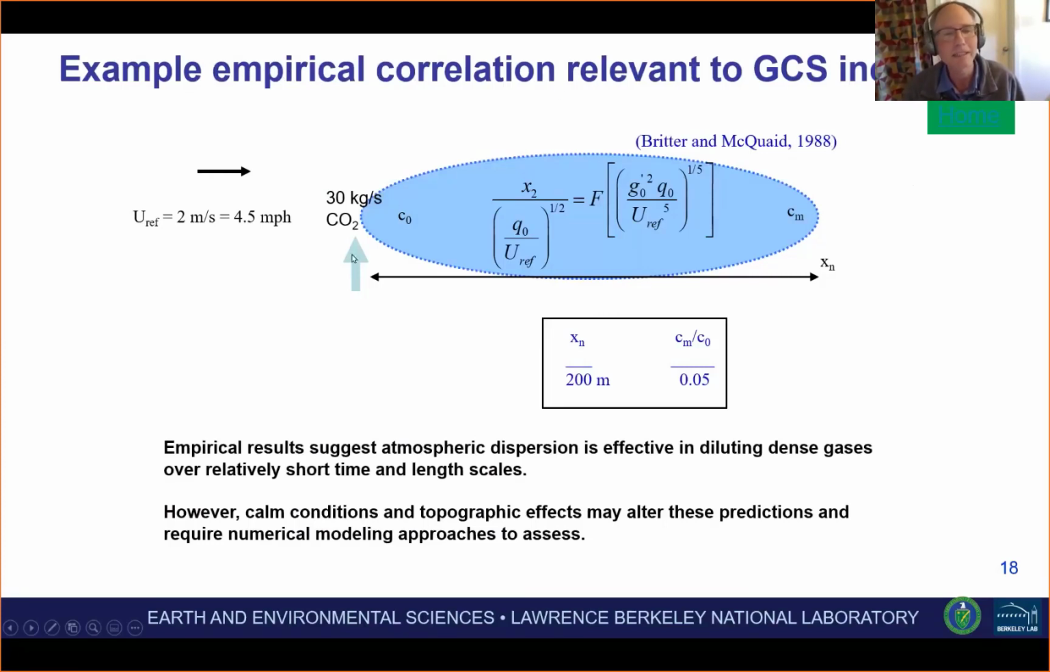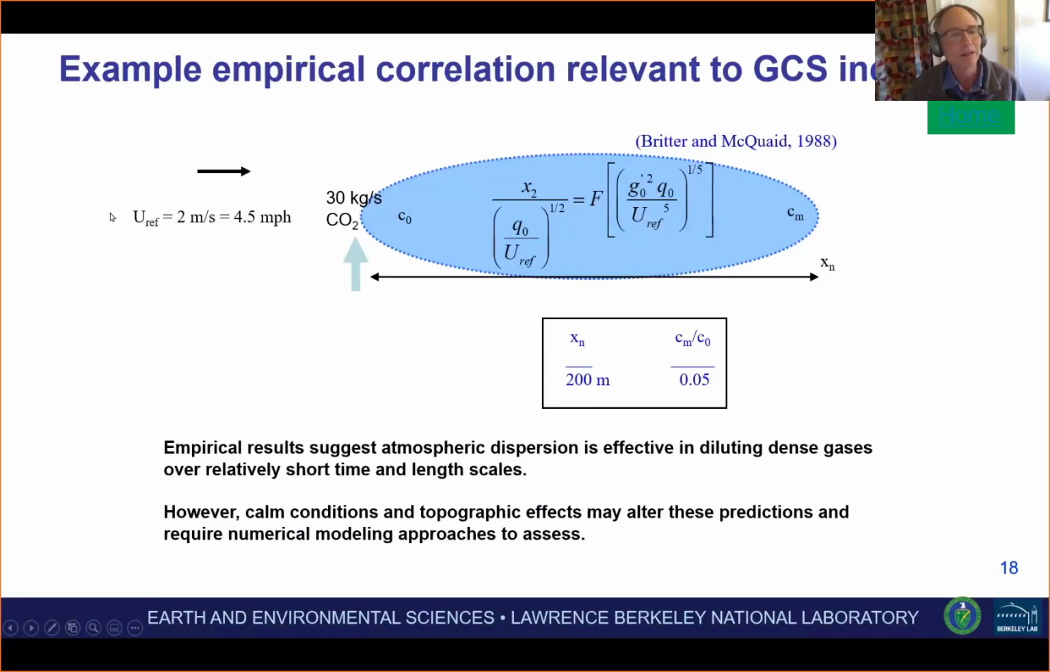And so this is an example of one of these correlations. We've got this x2 over this quantity to the 1/2 equals some function of this quantity to the 1/5. And it's like, what? What are these quantities? Well, they have some pretty good rationalization, and I'll just demonstrate one here.